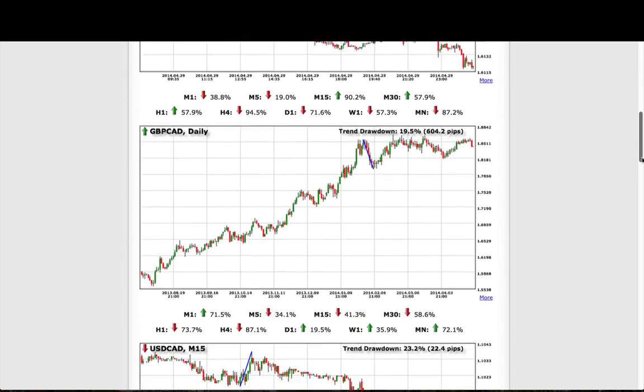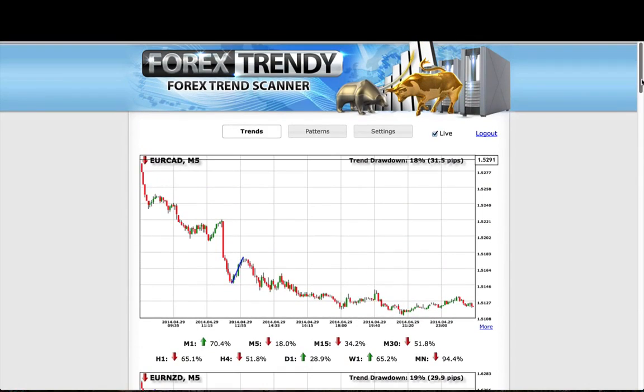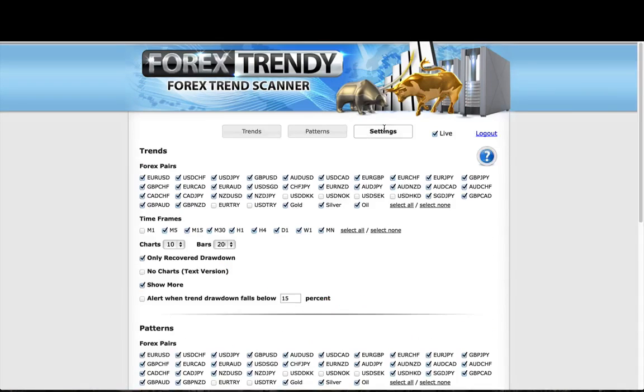This is, of course, what the tool looks like. It's web-based. So let's have a look at some of the settings. So first of all, you've really got the idea. The tool has trend charts. It has pattern charts, which we'll look at, but we don't actually use. And of course, the settings.